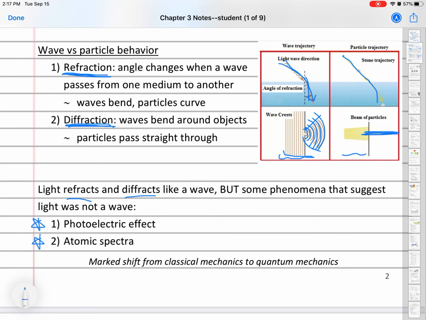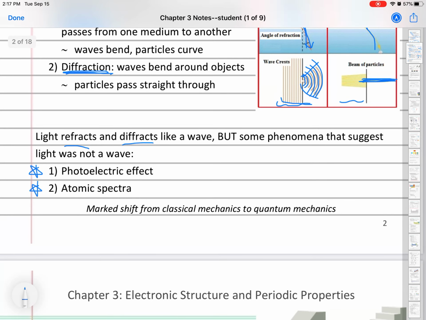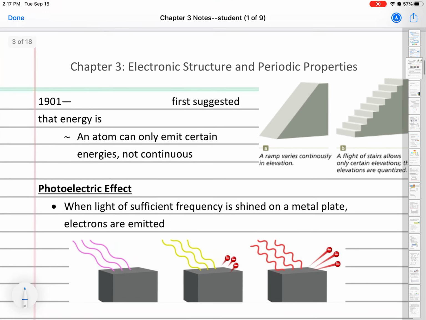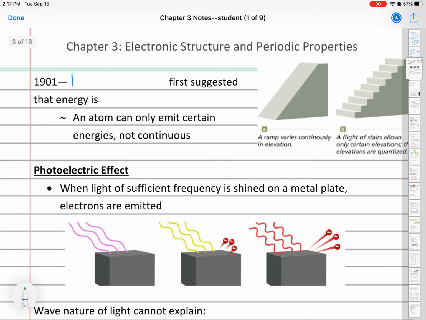It's over my head, so I skipped over that one. But these two are enough. Okay, so the realization that these two phenomena existed and that light as a wave couldn't explain these phenomena marked the shift from classical mechanics, field of physics, to a whole new field of physics in the early 1900s called quantum mechanics. And the father of quantum mechanics was Max Planck.